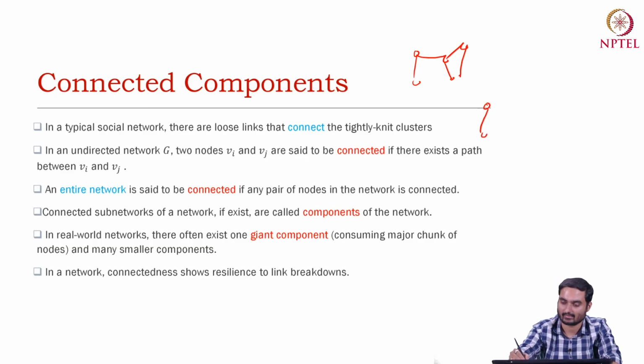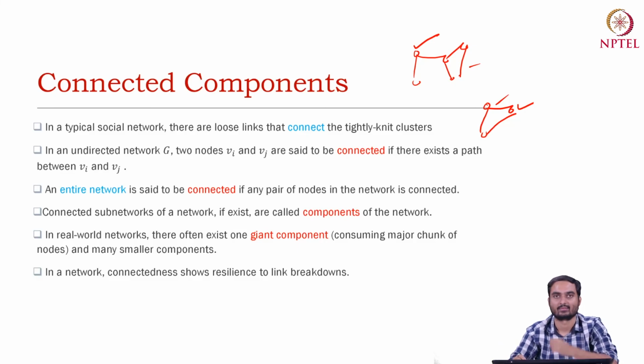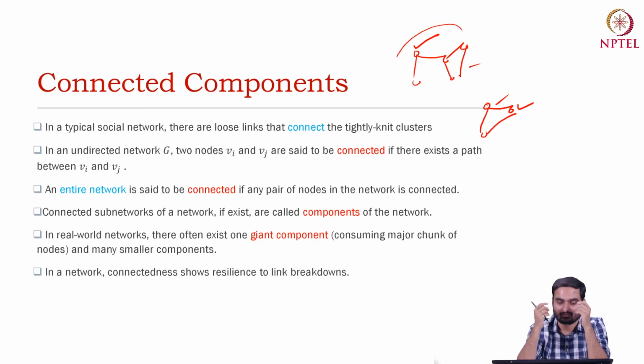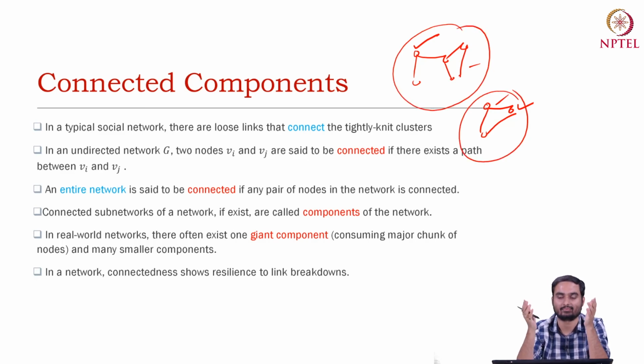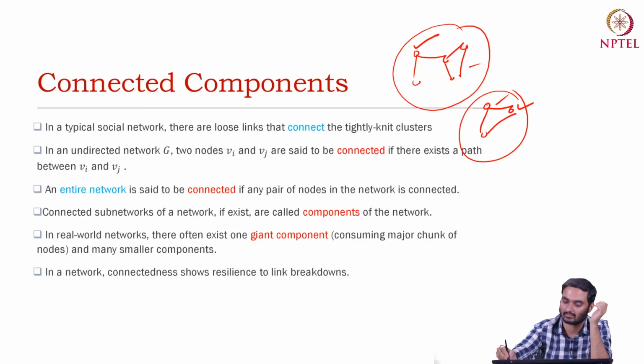Let's take a graph like this. This is one graph, but two components. If you take one node from here, another node from here, you will not see a shortest path of finite distance, right? So this is a disconnected graph. So this is one component, this is another component.